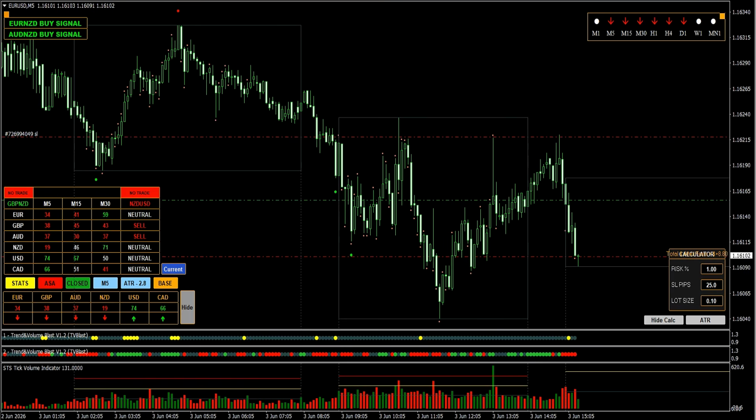Was anything in my setup broken? Resistance was still holding above. The sell structure was still intact. No reversal signal from the indicator. The answer was no, nothing was broken. So nothing needed to change.